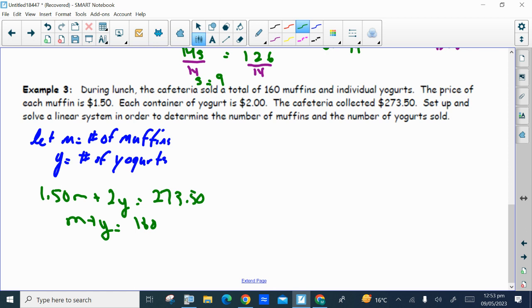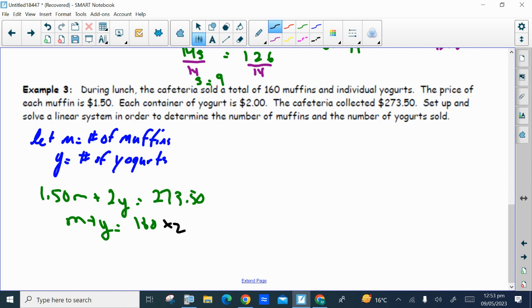If we compare the coefficients of the M's, they're not the same or the opposite. Same thing with the coefficients of the Y's. They're not the same and they're not the opposites either. It doesn't matter which variable we eliminate. You can either multiply the bottom by 1.5 and then eliminate the M's by subtraction, or you could multiply the bottom by 2 and eliminate the Y's by subtraction. That's probably the easiest way to do it.